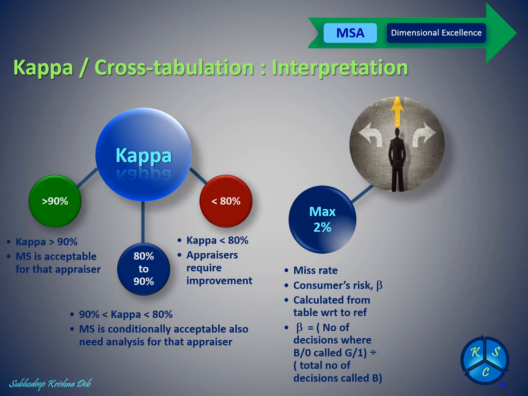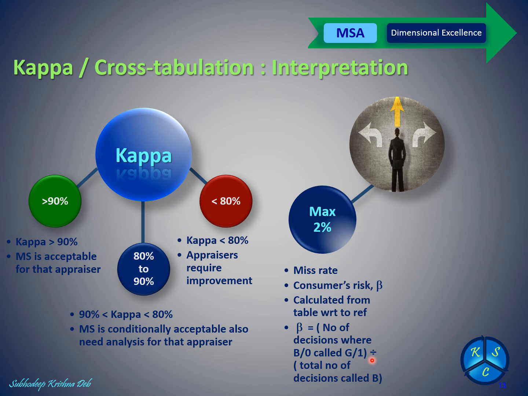Now what is the miss rate? We have defined it earlier also. It is a consumer's risk and it is calculated from the table with respect to reference. The table that we have created in the last slide is A with respect to B. Now when we are creating the table for A with respect to reference, from that we have to calculate the miss rate. So miss rate will be calculated using this formula, where the number of decisions where bad or 0 will be called good or 1.